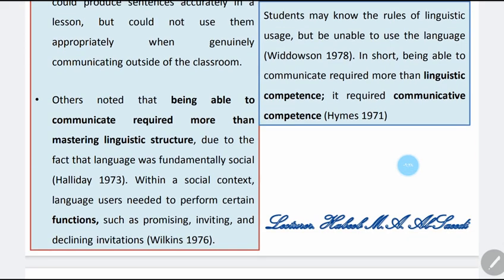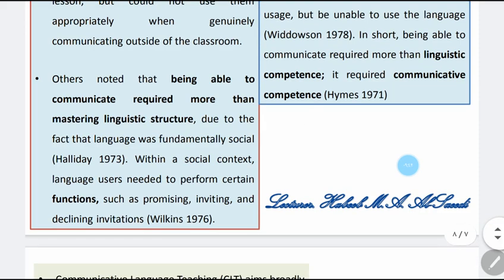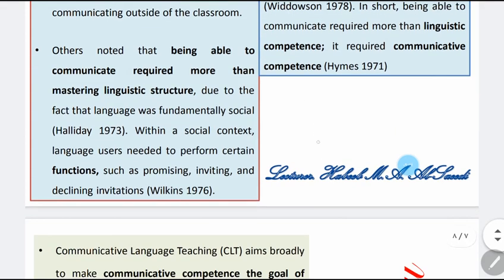Others noted that being able to communicate requires more than mastering linguistic structure. Other scholars found that to be able to communicate in the target language, you have to master more than linguistic structure. Many students can write grammatically correct sentences, but they cannot communicate in the target language. This is the problem: we know the structure, the paradigms, the different patterns and forms of the language, but we cannot communicate in the target language.